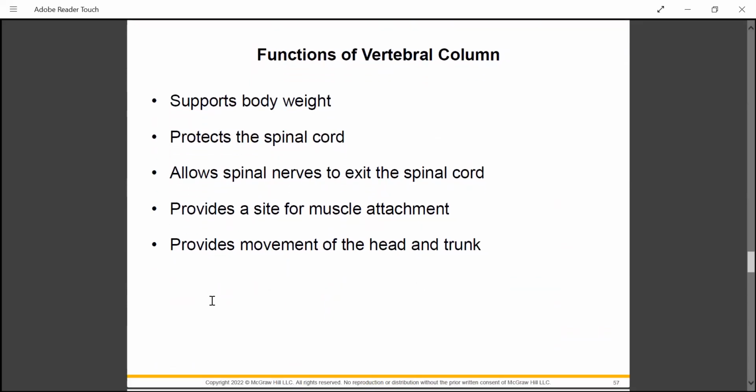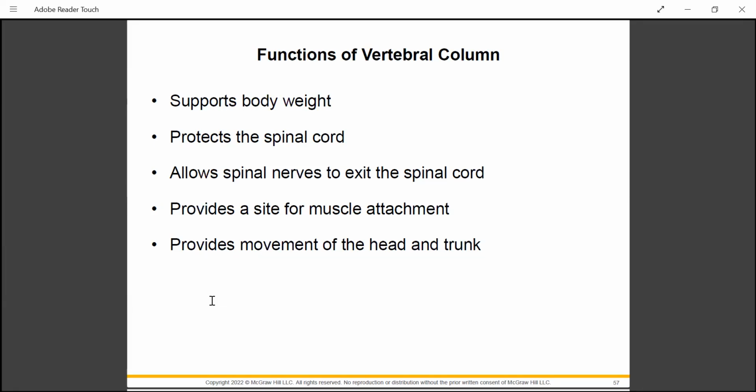Some important functions of our vertebral column are that it supports our body weight. It provides protection for the spinal cord. So our vertebrae have a central foramen that allows the spinal cord to pass through, where it has bony protection both anteriorly and posteriorly. It also has foramen, or openings, to the side so that our spinal cord and spinal nerves can branch out and exit to travel elsewhere in our body. There are a lot of muscle attachments on vertebrae, and it also allows for some movement of the head and trunk.